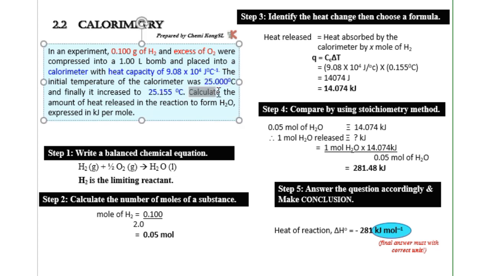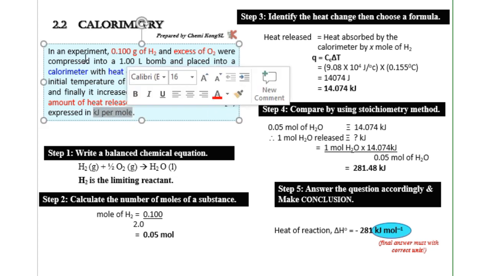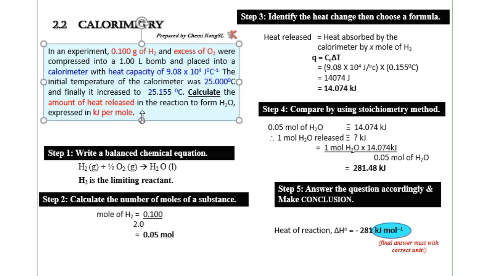So now, the question asks about calculate. Okay, calculate for what? Calculate the amount of heat released in the reaction to form water. And then the unit must be in kilojoule per mole. Okay, so step 1, write down the equation.